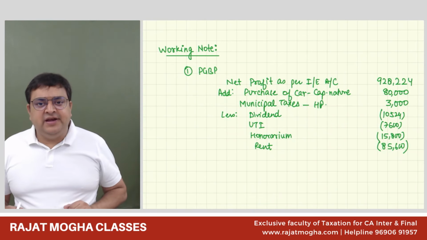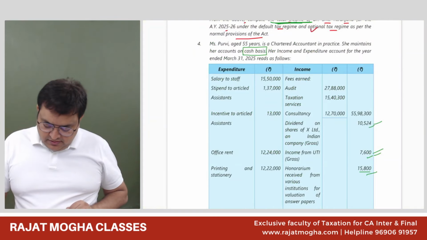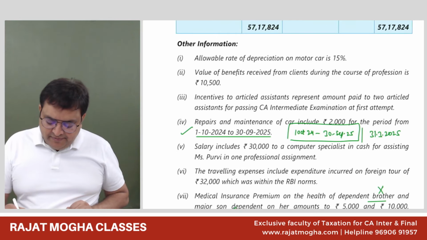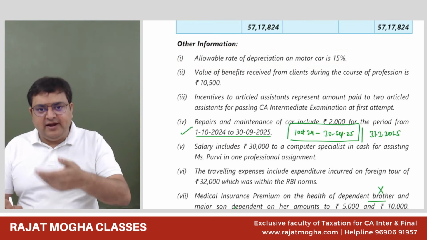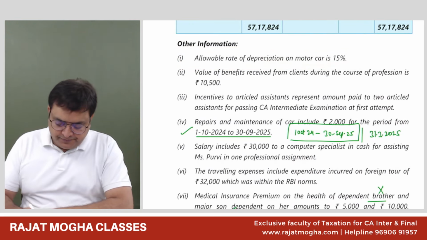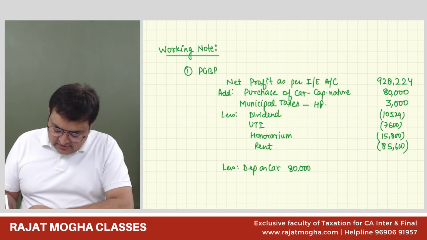If there is any information related to PGBP... So my first information says to allow depreciation on car at 15%. Even if they would not have told me, I would have allowed it, right? So as of now, they have specifically told me, so it's good. Less depreciation on car. And this car was 80,000 rupees.